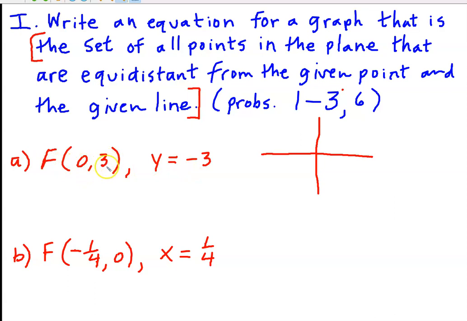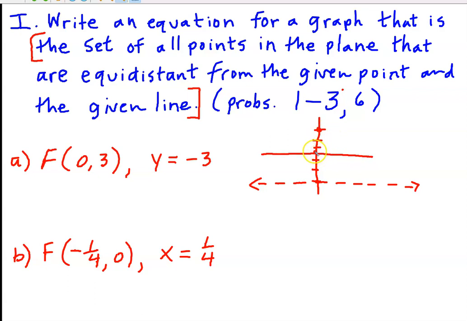We're told that the focus of this parabola is at the point 0, 3. All right, so there's 0, 3. And the directrix of this parabola is the line y equals negative 3. So what I know so far, based on the location of the focus and the directrix, is that this is a parabola that has a vertex at the origin. I know it's got to be at the origin because the vertex has to be on the same either vertical or horizontal line as the focus. Well, in this case, it's going to be on the same vertical line.